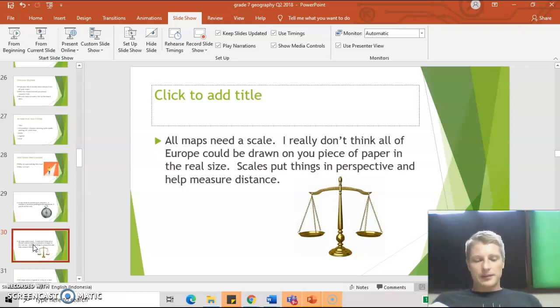It's not. But it shows you a huge number. You're like, oh wow, that is a long ways away. That's like the same distance as Florida to Alaska, right? And so scales help us be consistent in our map making with what is actually there.